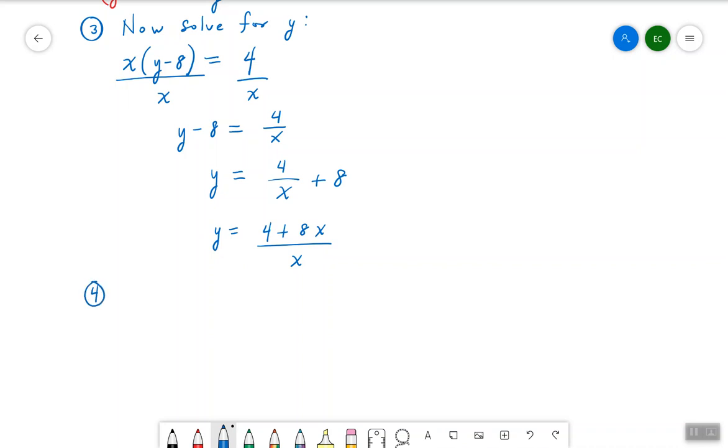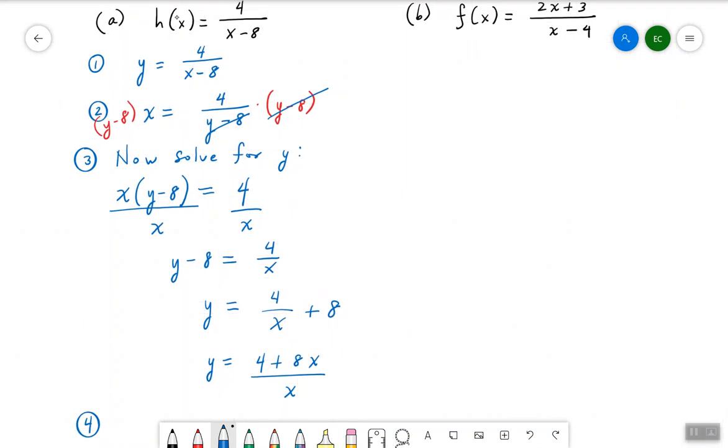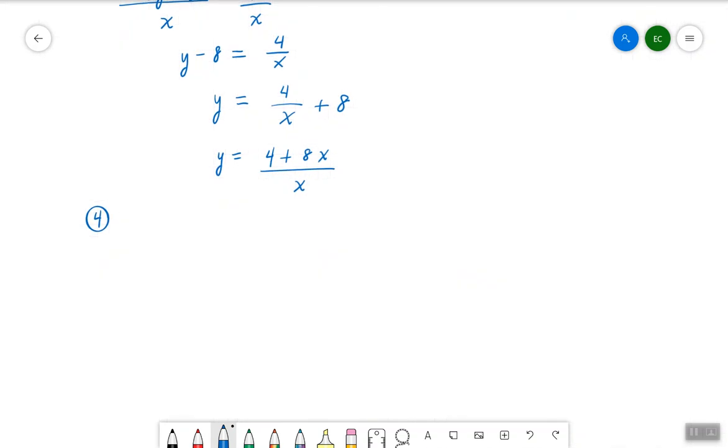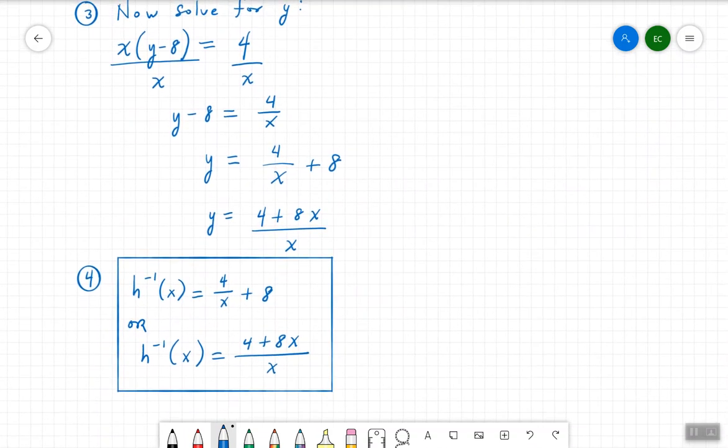The only thing left is to go ahead and call it by its formal name, which is h inverse of x. H inverse of x, and then we'll be able to box it up. So h inverse of x is equal to 4 over x plus 8, or we could write h inverse of x is equal to 4 plus 8x over x. And there you go, we found the inverse of a rational function.